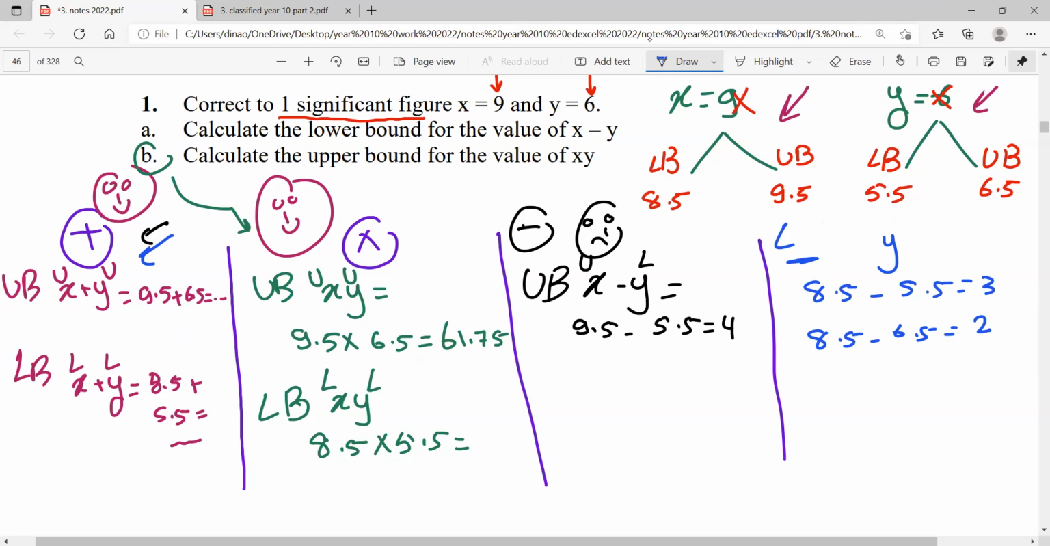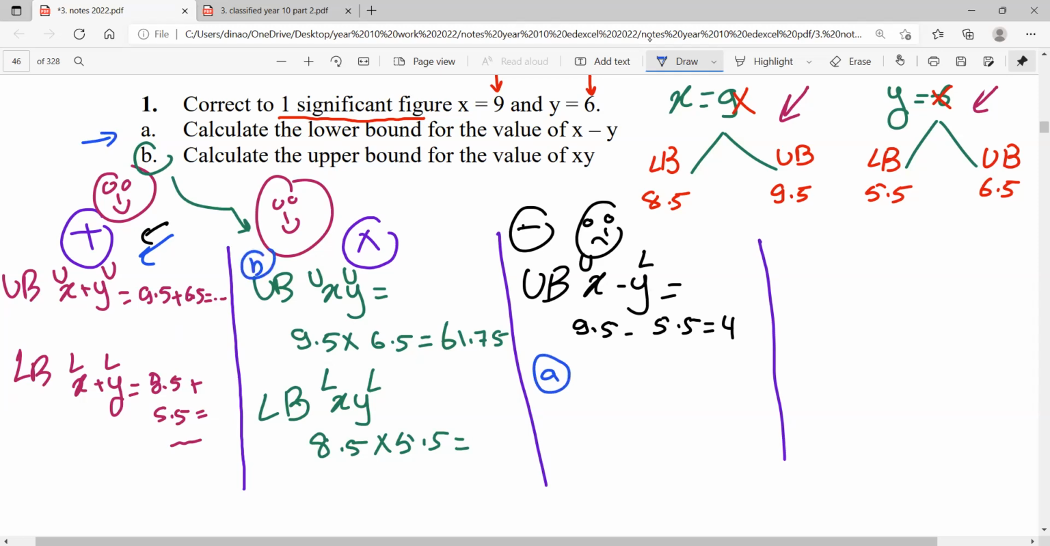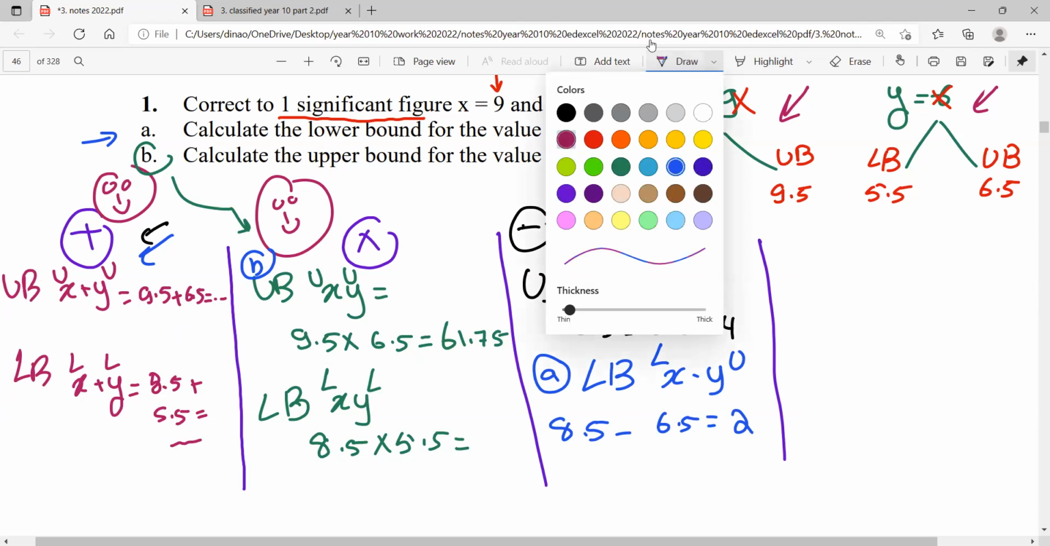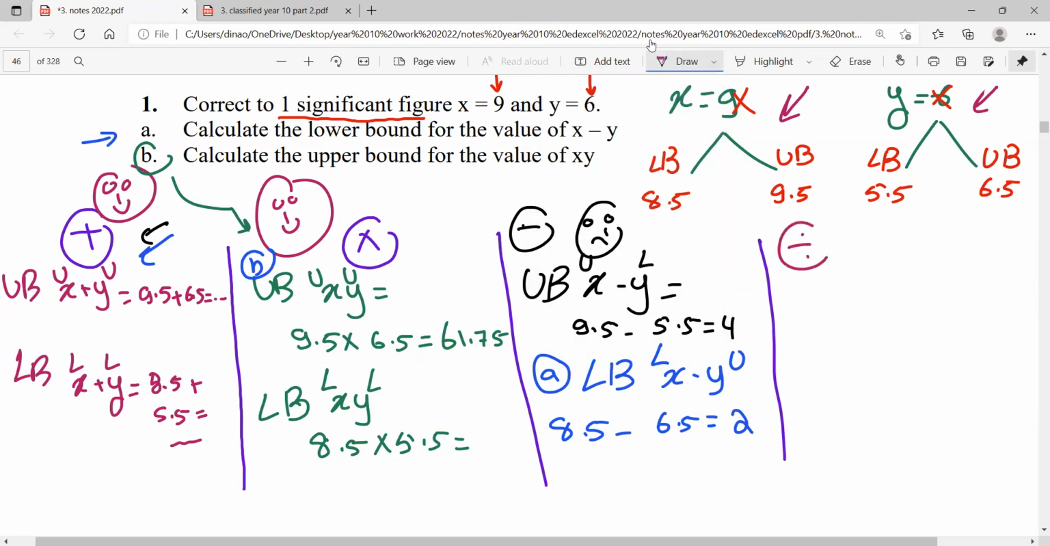So what am I trying to say? And this is what is required in question number A. This is question A, by the way, and this is the answer of question B. Now here it says in question A, calculate the lower bound of x minus y. So what I did over here is that I took the lower of the x and the upper of the y. Lower x, which is 8.5, minus upper y, which is 6.5, which is equal to 2. Of course, I'll give you a shortcut as well, but let's just move on to division straight away.